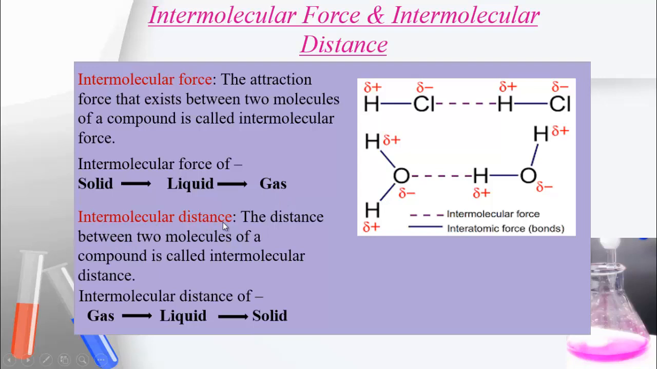Now intermolecular distance: the distance between two molecules of a compound is called intermolecular distance. That means inside liquid water or inside a gaseous substance, the distance between two molecules. So here intermolecular distance is highest in gaseous state, moderate in liquid state, and lowest in solid state.